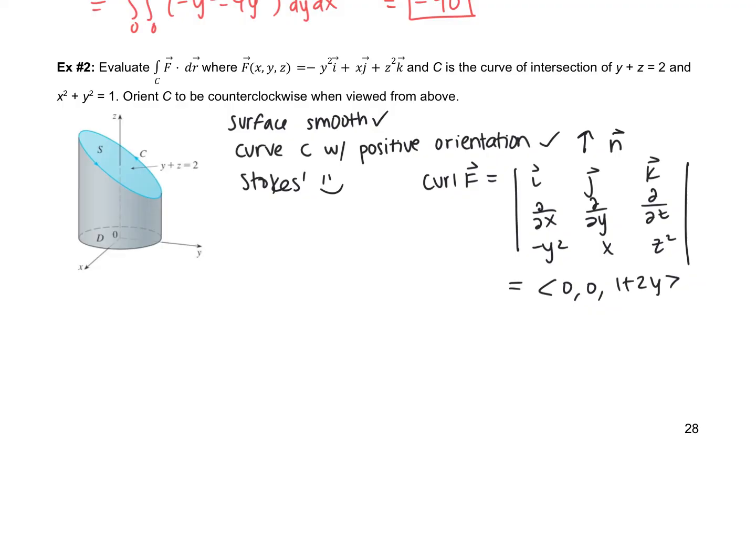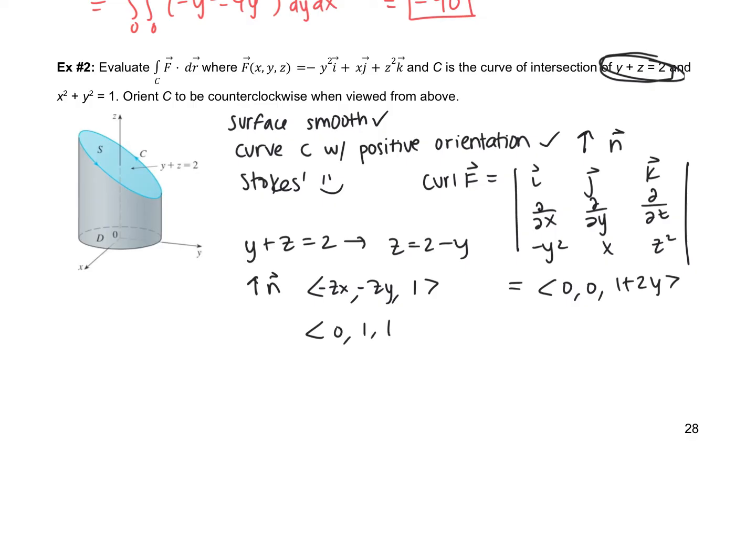So then we're also going to need to figure out our n. So that is going to come from this plane. So we're going to have to solve for z. We get z equals 2 subtract y. So then since our n is up, like before, last number is positive, so then we're going to get negative z_x, negative z_y. So this gives us 0, 1, 1.